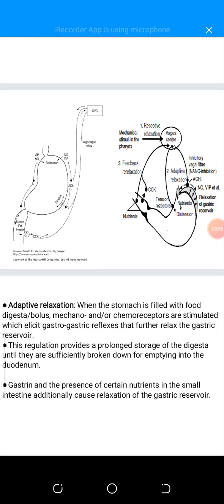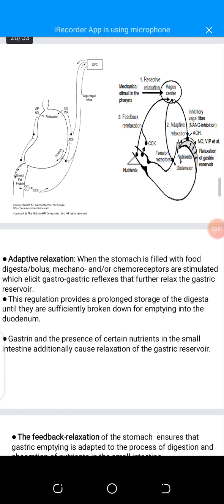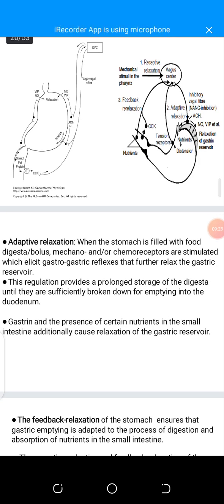This regulation provides a prolonged storage of the digesta, that is the bolus. That is, it allows the stomach to store the ingested food for a prolonged period of time until this food is sufficiently broken down for emptying into the duodenum.